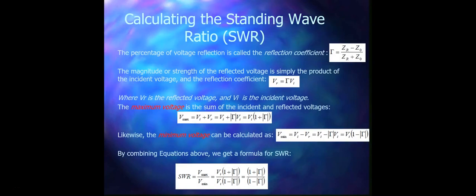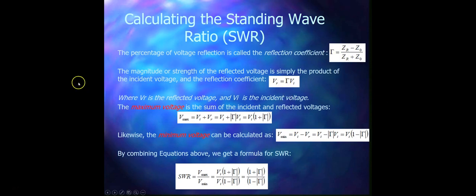Next is how to calculate the standing wave ratio. It can be calculated using this formula, so we need to know it. This is the reflection coefficient, given by Γ = (ZR − Z0) / (ZR + Z0), where ZR is your load impedance and Z0 is your characteristic impedance.